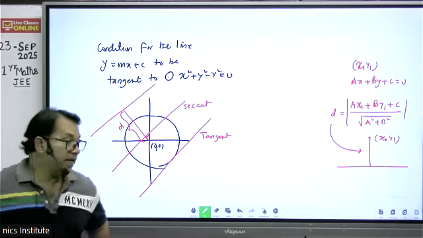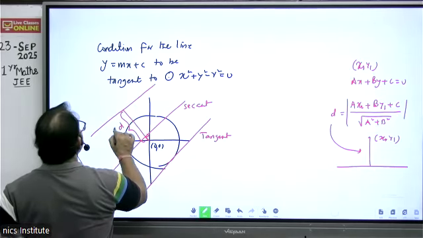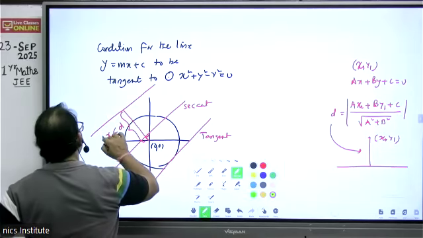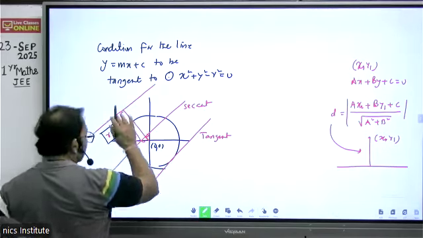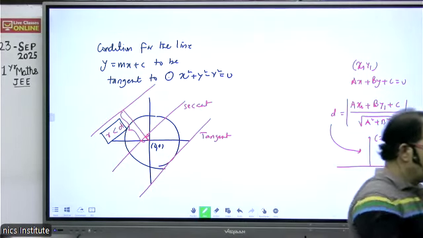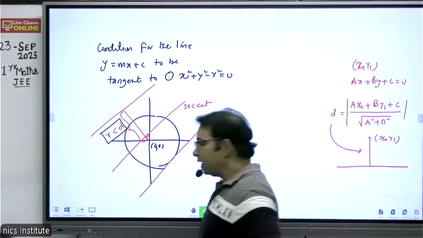So if D is the distance and R is the radius of the circle. If D is more than R, then what will happen? It will not touch or intersect. If the distance of the line from the center of the circle is more than the radius, it will not intersect, right?